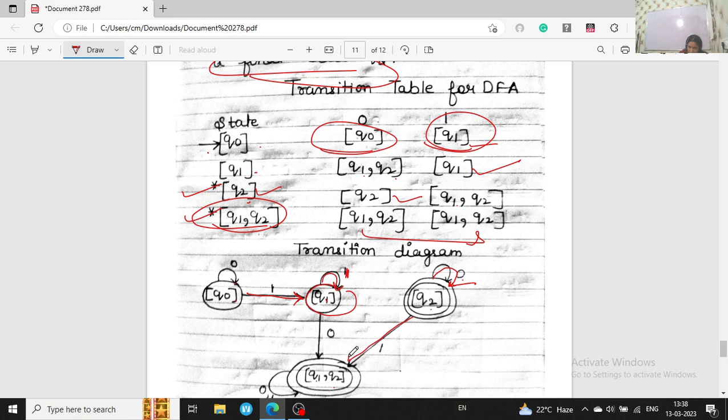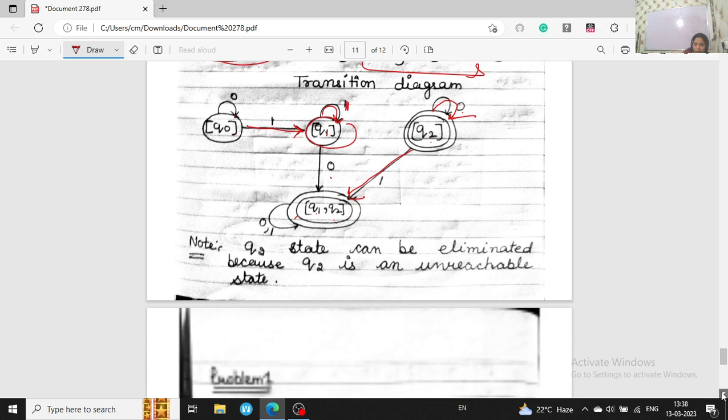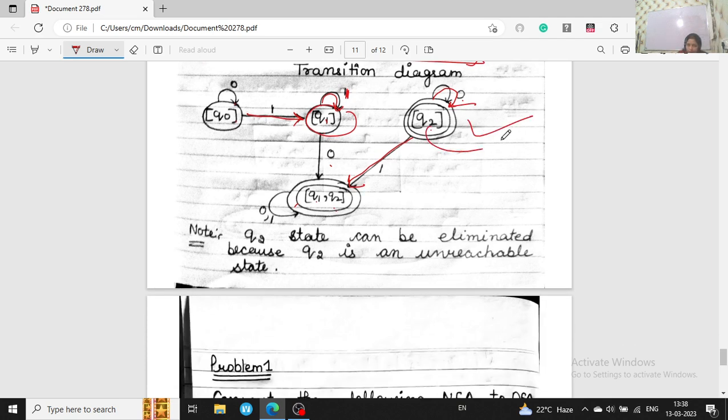From this it accepts 1 to Q1, Q2, and on the other side, from Q1 it accepts 0, and itself it accepts 0, 1. And here you can see, if we do not make this state, then also you can get the result. The Q2 state can be eliminated because Q2 is an unreachable state. This is an unreachable state.